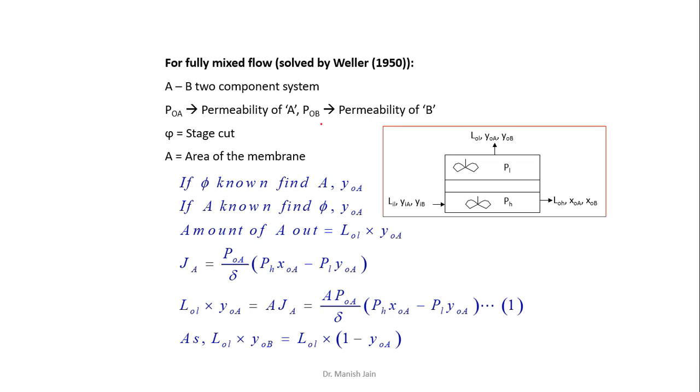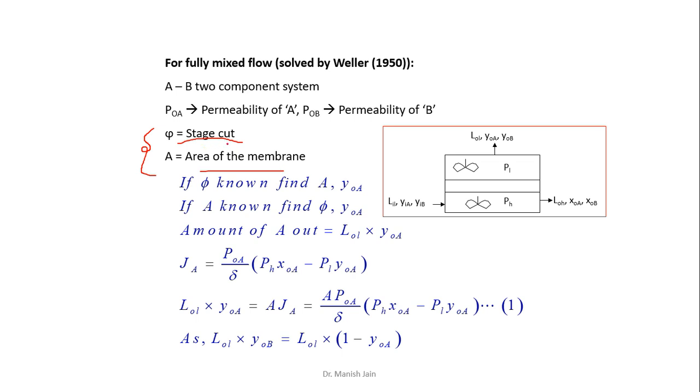Whenever you design a membrane module, the two parameters you need to know are the stage cut and the membrane area. So in a given problem, either the stage cut is given and you have to calculate the area of the membrane, or the area of the membrane is given and you have to calculate the stage cut.